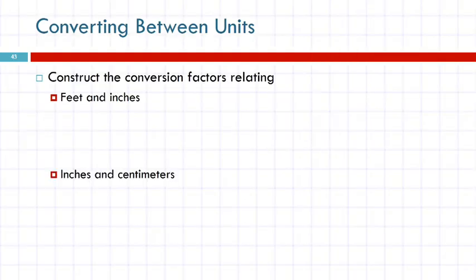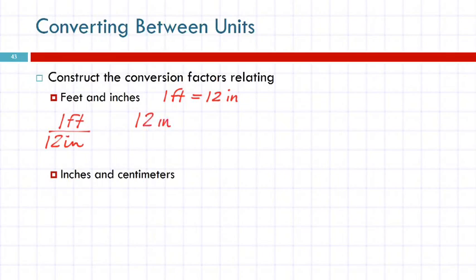So let's construct some conversion factors. So the relationship between feet and inches. Well, I just kind of mentioned that one. We know that 1 foot equals 12 inches. So we can make 2 different conversion factors from this information. We can say 1 foot per 12 inches, or we can write that upside down, 12 inches per 1 foot.